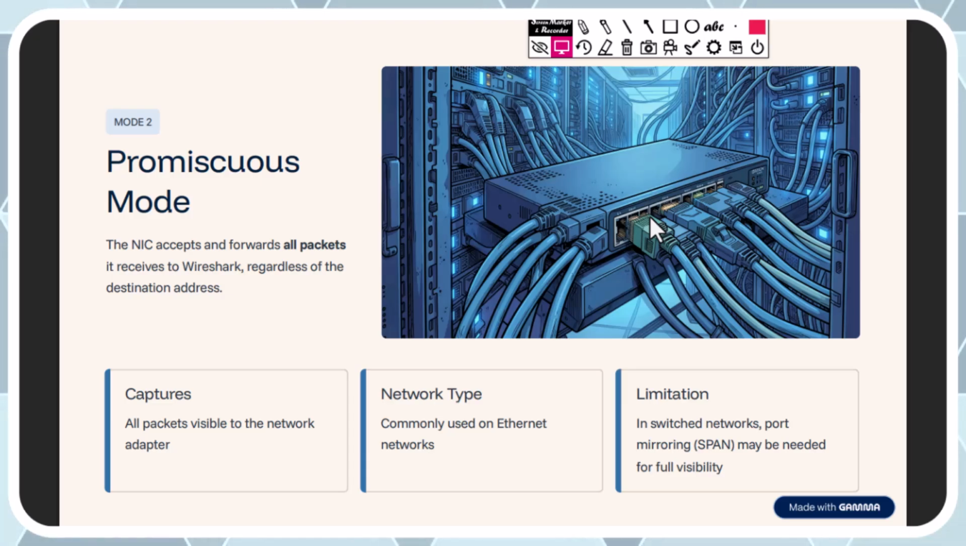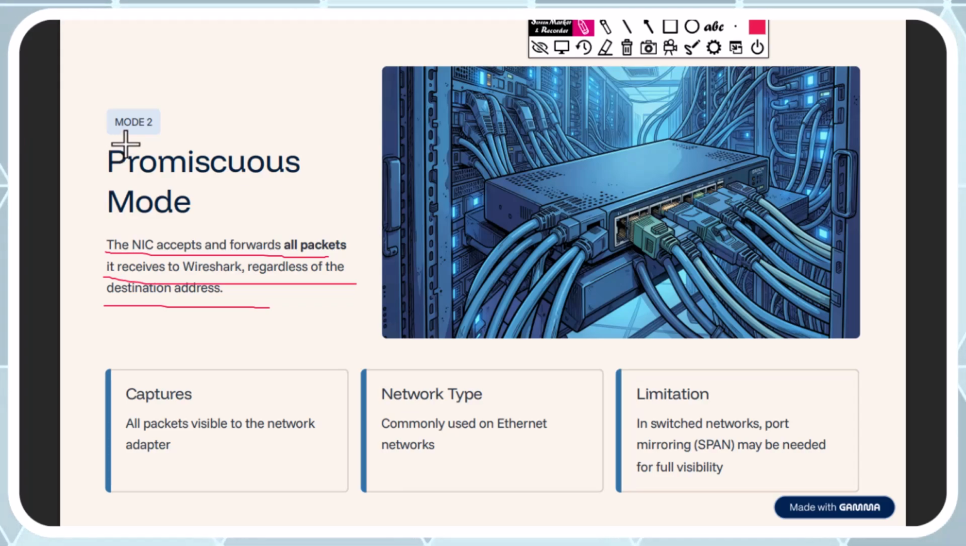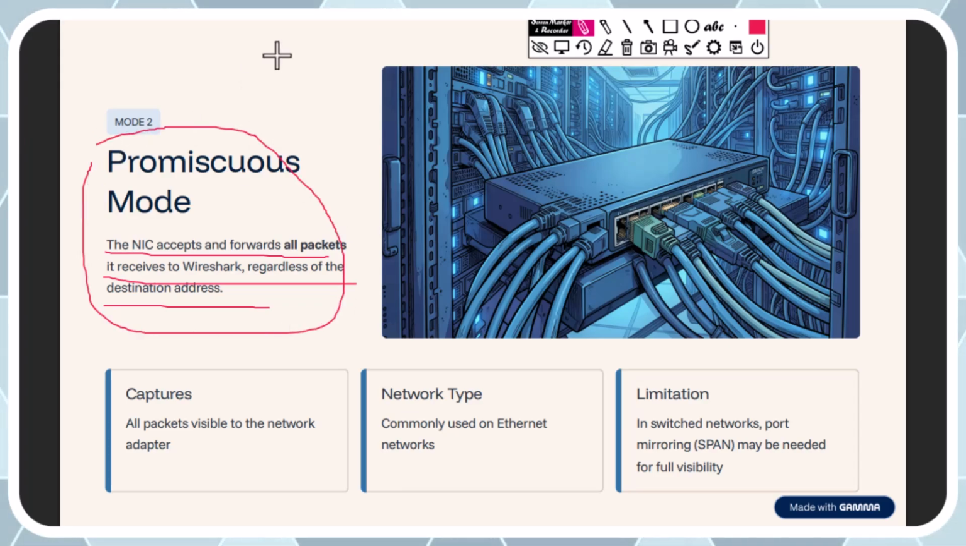The next is promiscuous mode. In promiscuous mode the NIC accepts and forwards all packets it receives to Wireshark, regardless of the destination. It's a very famous mode, mostly and widely used in Wireshark. It accepts the packets from the NIC and forwards them to Wireshark regardless of the destination address, unless we specify a particular machine.